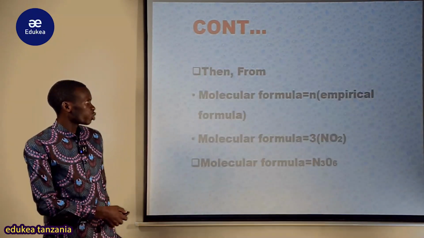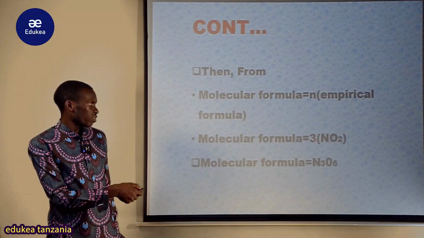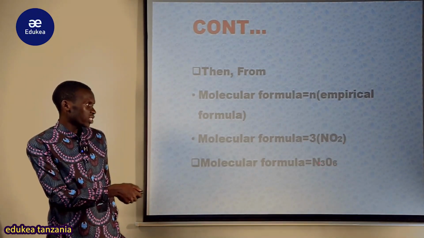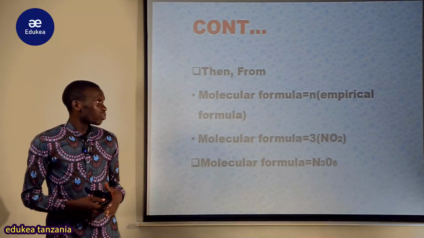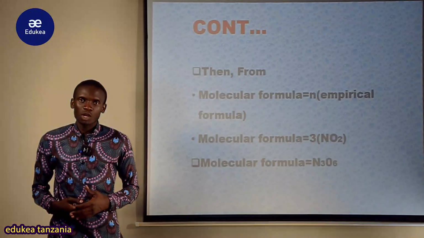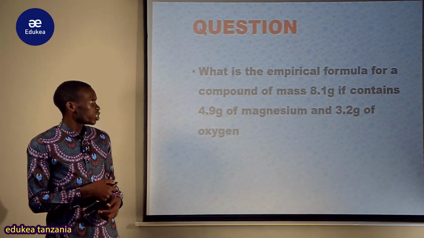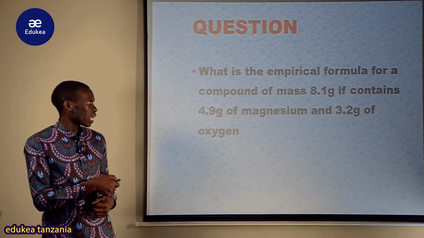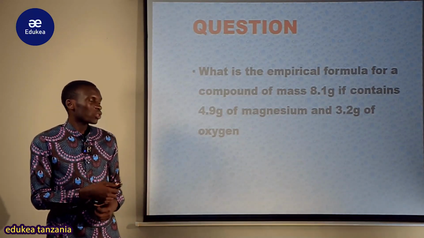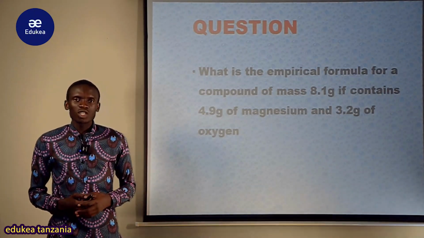After getting that, you go to molecular formula is equal to n times empirical formula. Then molecular formula will be equal to 3 times NO2. 3 times N is 3, 3 times O2 gives 6. N3O6 will be the molecular formula of the compound. So this was supposed to be the answer for the question. By next time, go and check this question: what is the empirical formula of the compound of mass 80.1 gram if it contains 4.9 gram of magnesium and 3.2 gram of oxygen? And by saying that, this will mark the end of our session.